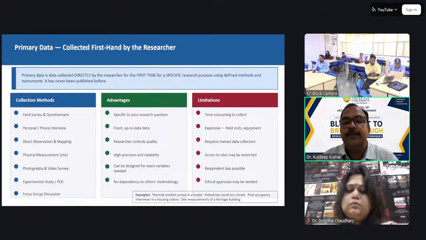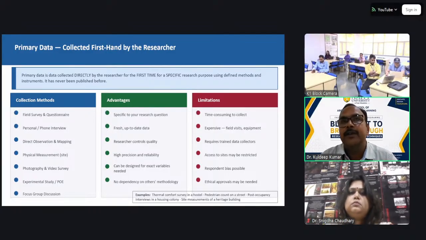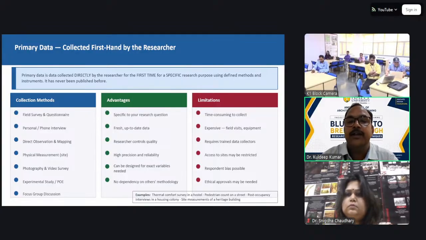If you look at a few examples pertaining to the architectural domain, where primary data can be used: a thermal comfort survey conducted across, say, 150 hostel rooms in summer. There the primary data is useful. Maybe a pedestrian volume count on a commercial street, or post-occupancy interviews with residents of a new housing scheme. Overall, we can see that primary data is the most rigorous form of evidence. Let's go to the next.